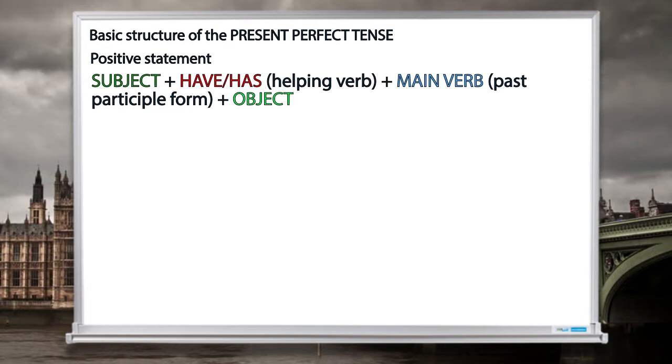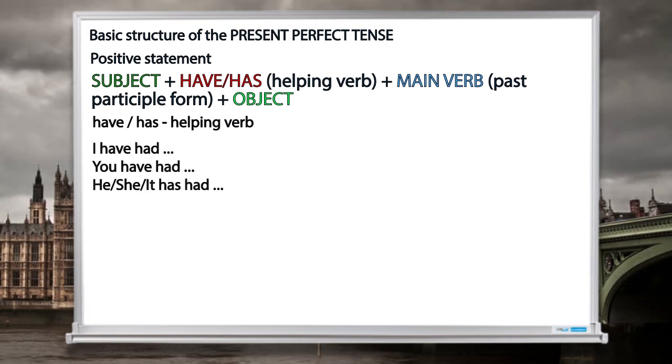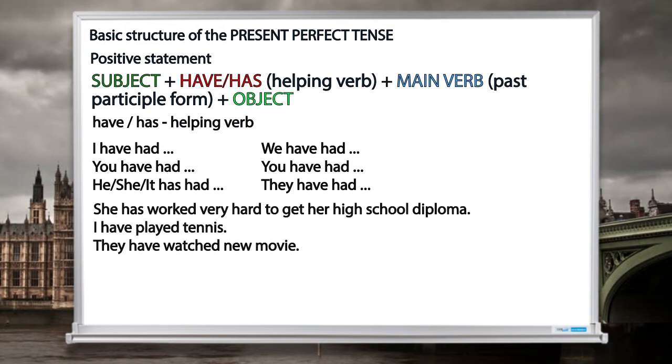Now, the verb have/has doesn't have the same meaning as usual. It is a helping verb. You notice that the helping verb has two forms depending on the subject. Here is how we use them with pronouns. I have had, you have had, he, she, it has had, we have had, you have had, they have had. There are a few more examples here. She has worked very hard to get her high school diploma. I have played tennis. They have watched a new movie.